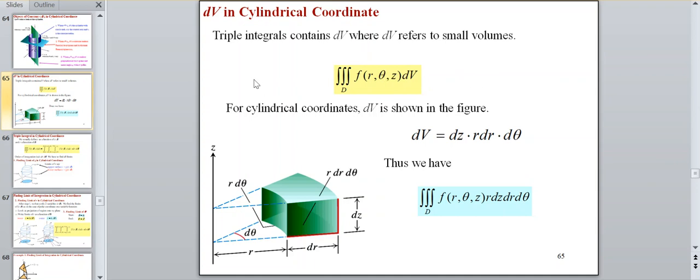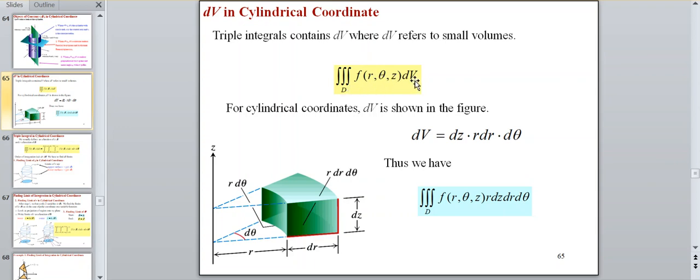But since we introduce another coordinate system for three-dimensional space, which is cylindrical coordinate system, this time we might have a function of r, theta, and z. It means we have a function of three independent variables, or a function of points in three-dimensional space using the cylindrical coordinate system. So we have f of r, theta, and z.